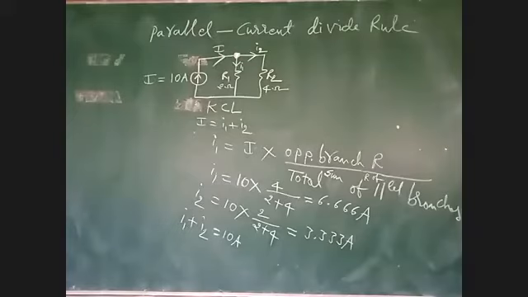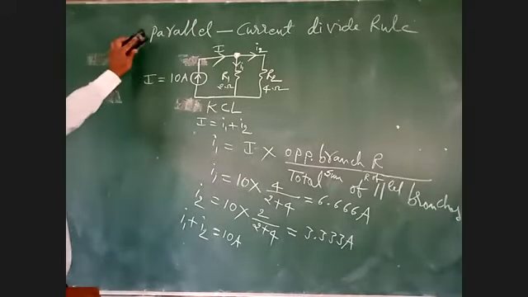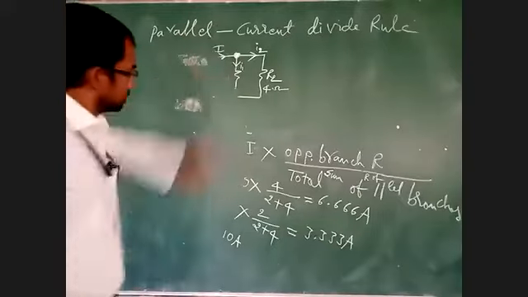Sir, I have a doubt. Tell me. Sir, if we have 3 resistances, then how will we decide the opposite branch? I will tell you with R1, R2, R3. We'll do the next problem. If you have completed, we'll go to the next problem.